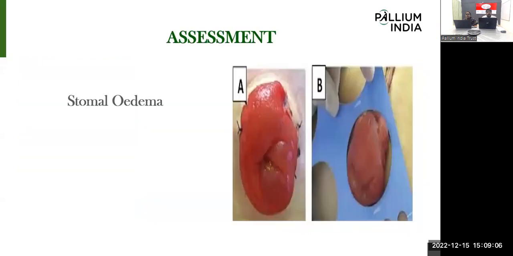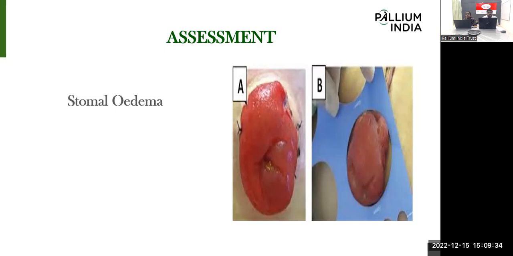Then, like every procedure, we need to assess the stoma. First one is the stomal edema. After the surgery, in the post-operative period, we can expect stomal edema. It's natural. But if it is long-lasting, we need to be very careful about that. Normally the edema is normal.